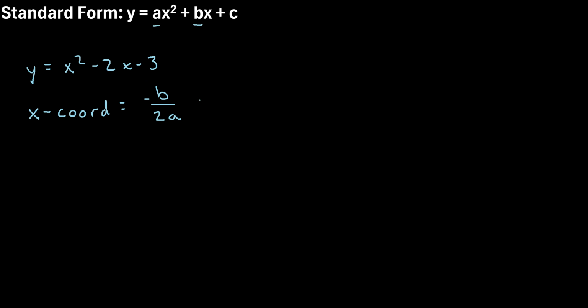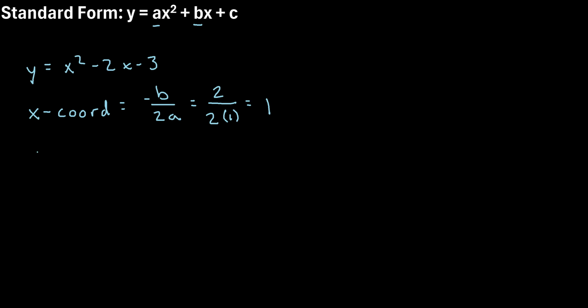So in our particular example, we can see that b is a negative 2. So a negative of negative 2 would be a positive 2. So we'd have a 2 in the numerator divided by 2 times a. We can see that a is just 1. So 2 times 1. So our x-coordinate will be 2 divided by 2, which is 1.